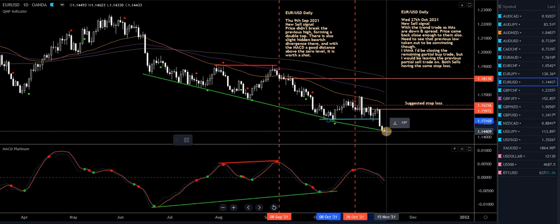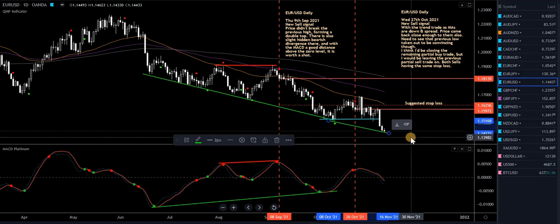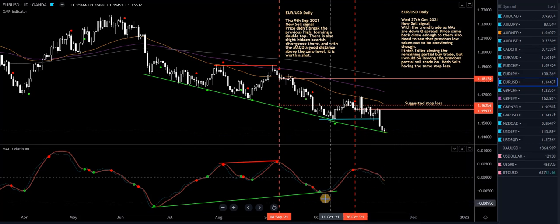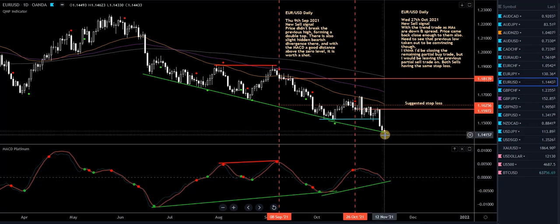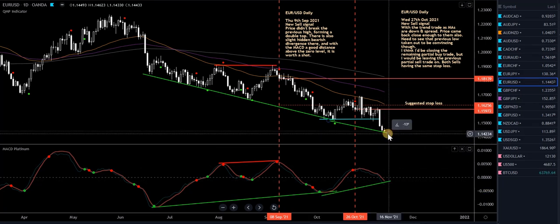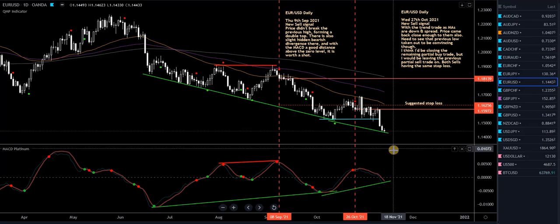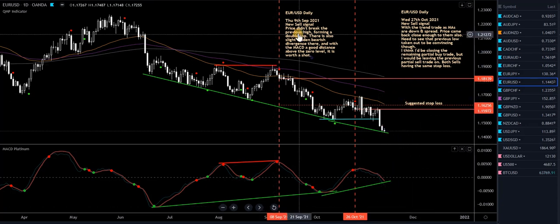Sorry for the clicking. So we're still going down on price, and the MACD Platinum is not going down. So there's your regular bullish divergence forming there. Potentially, this could keep on dropping and dropping, and it's no longer valid, but that's what we're doing in the meantime. So we're in two sell trades on the euro, looking good.